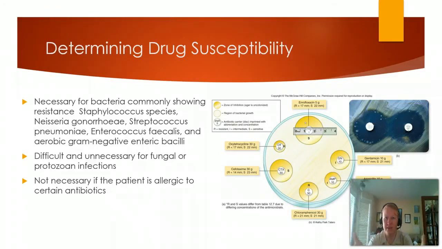It just depends, especially if you're talking about a run-of-the-mill infection. A Kirby-Bauer might be the easier answer, but if you're hunting down an infection that none of the antibiotics you've tried so far have worked on, that might be the way to go. So that's the balancing act of determining drug susceptibility.